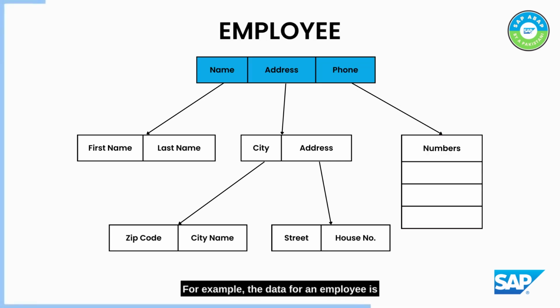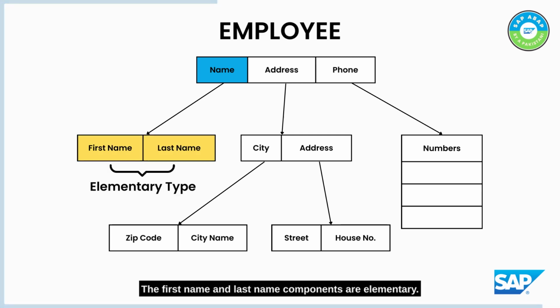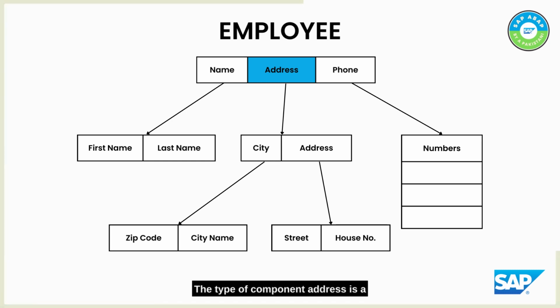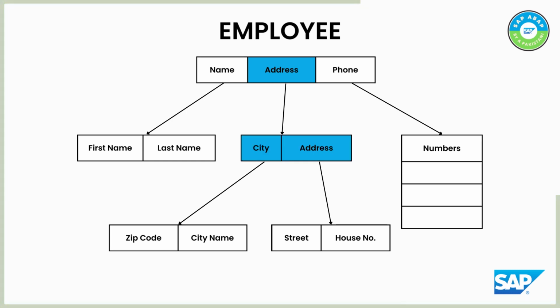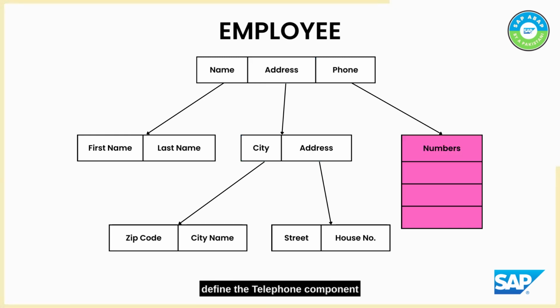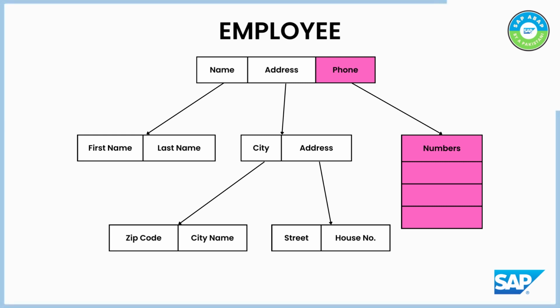For example, the data for an employee is stored in a structure called employee with name, address, and telephone as its components. The component name is also a structure, with first name and last name as its components. The first name and last name components are elementary, since the type is defined by a data element. The type of component address is a structure, whose components are also structures. A table type is used to define the telephone component because an employee can have more than one telephone number.